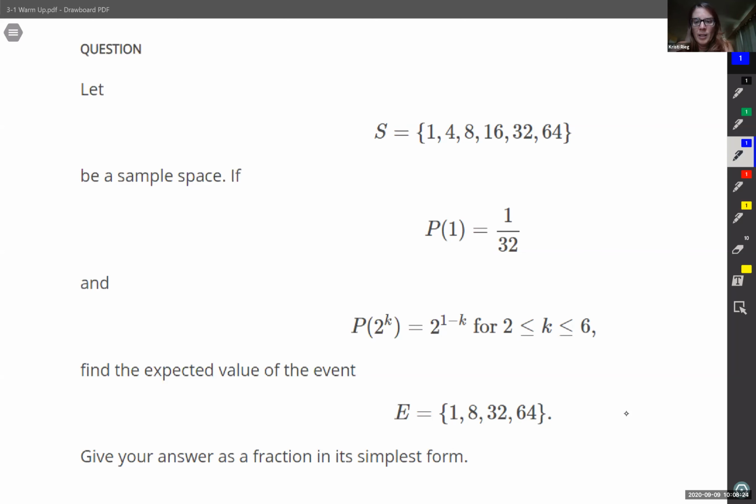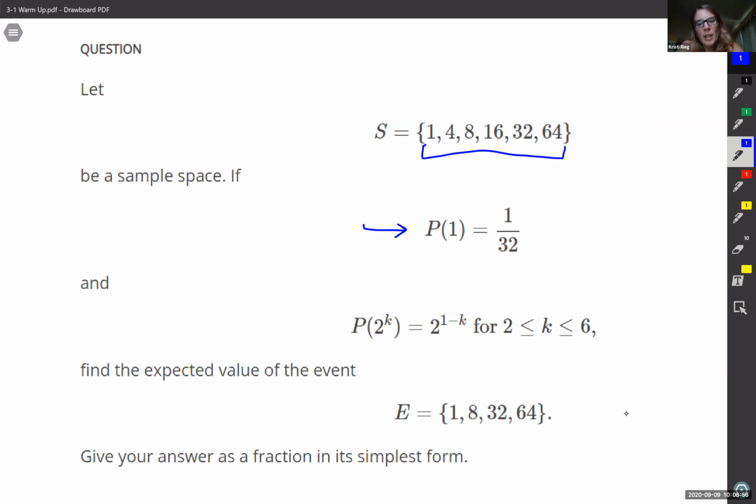These are the 6 numbers that we have in our sample space. So it's like saying, if I roll a die, there's 6 numbers on it: 1, 2, 3, 4, 5, 6. Only in this example, it's 1, 4, 8, 16, 32, 64. That's all. And the probability of rolling a 1 is given as 1 over 32. So we're going to need that for our problem. So we'll have the probability of a 1.